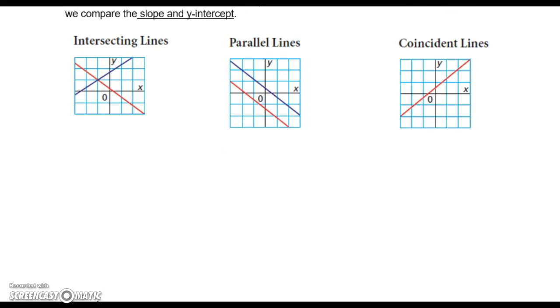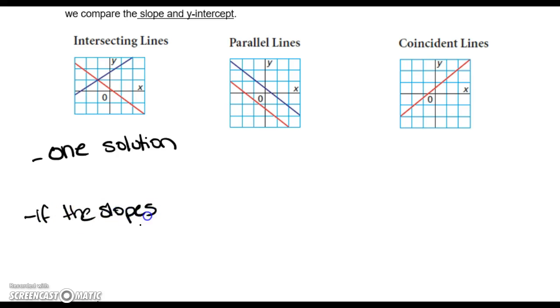So our first possibility is where we have one solution. Here we would have one solution if the slopes are different. In this kind of situation, you only have to look at the slopes. If the slopes are different, then it's one solution. So then what happens if the slopes are the same? Well, at this point, there are two possibilities.